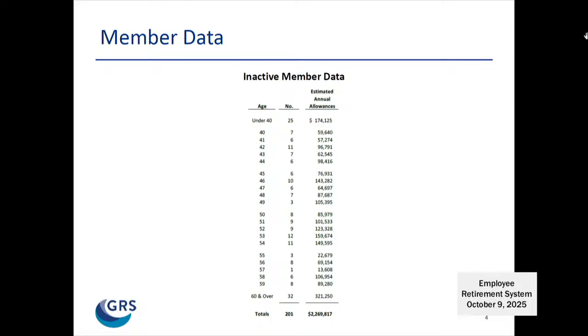On this slide, we've got your inactive member data. So you had members that previously were actively employed with the city. They earned enough service credit, but they decided to go somewhere else. They can come back at some point in future to collect the benefit from the city once they reach their age conditions. December 31, there were 201 of them with an estimated annual allowance of about $2.27 million.